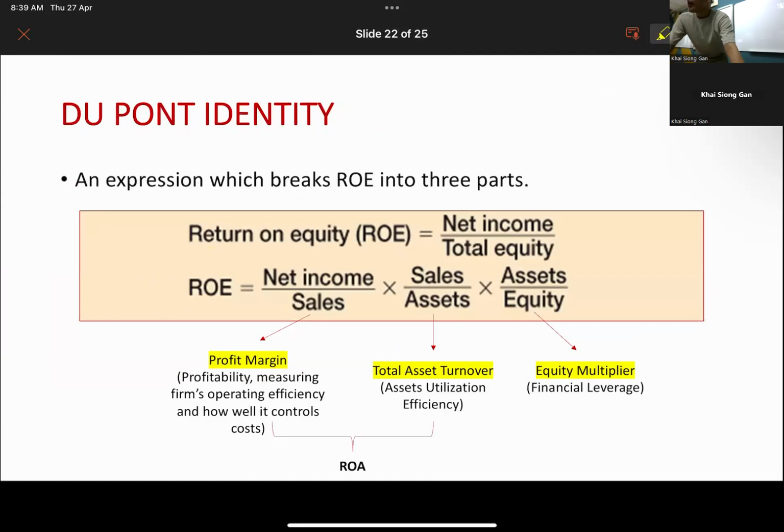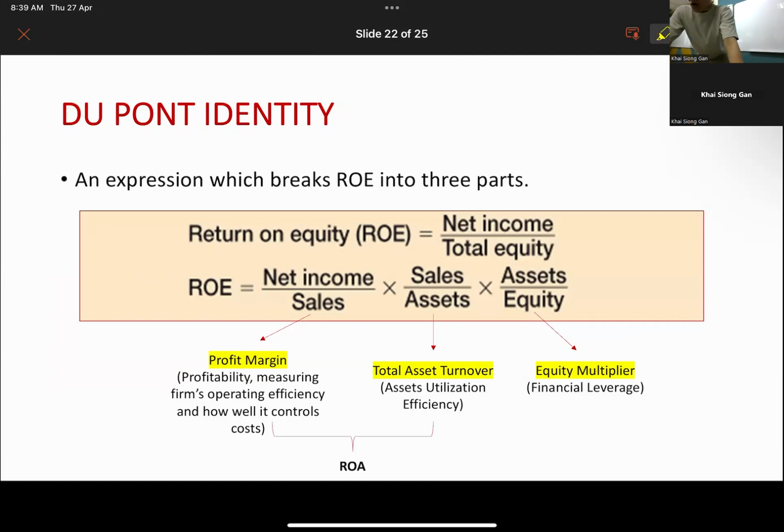Okay, now moving on to the next one. DuPont identity. This formula will be more important. You may want to use it in your midterms.